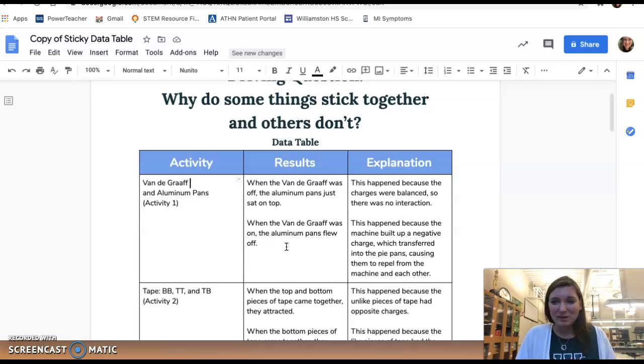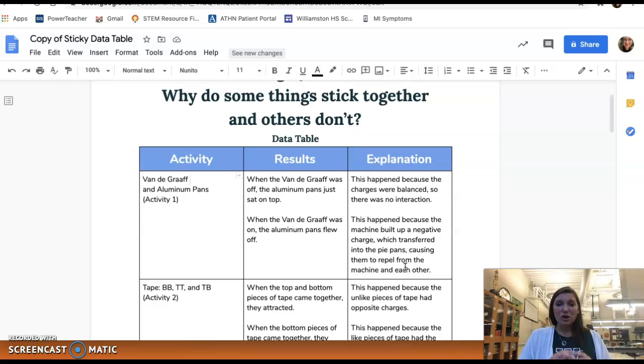So things to make sure you see there are that it's a negative charge building up on the Van de Graaff. I know at the very beginning of our looking at this, I said maybe this is a positive charge, but now we know for sure that it's electrons jumping off of the band and jumping onto the metal sphere. So that's a negative charge. And that charge transfers onto the pie pans, causing them to get that negative charge, and then they don't want to be close to each other anymore because there's too much negative charge altogether, so they fly off, okay?